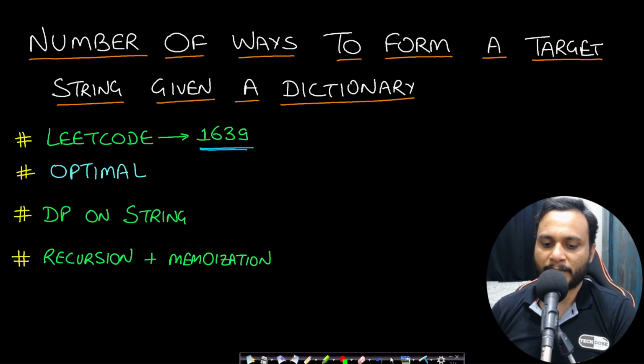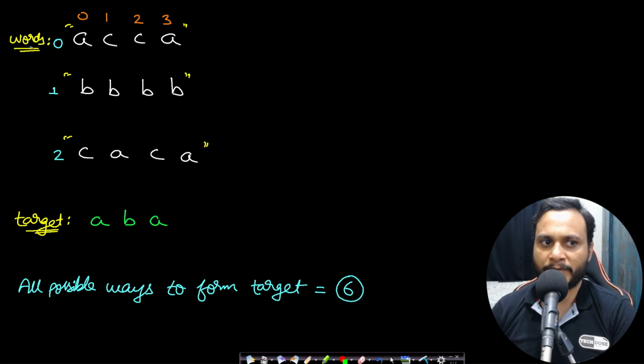Now let's look at an example for better understanding. Let's say that we are given 3 words in the words corpus and all of them are of length 4. Now the target is, let's say, of length 3, which is ABA. We want to find out in how many ways we can form this ABA moving from left to right in the words index and also in the target. So if I look at index number 0, then I have the option of choosing A, B and C. We can choose any one and we can choose multiple characters if they are matching.